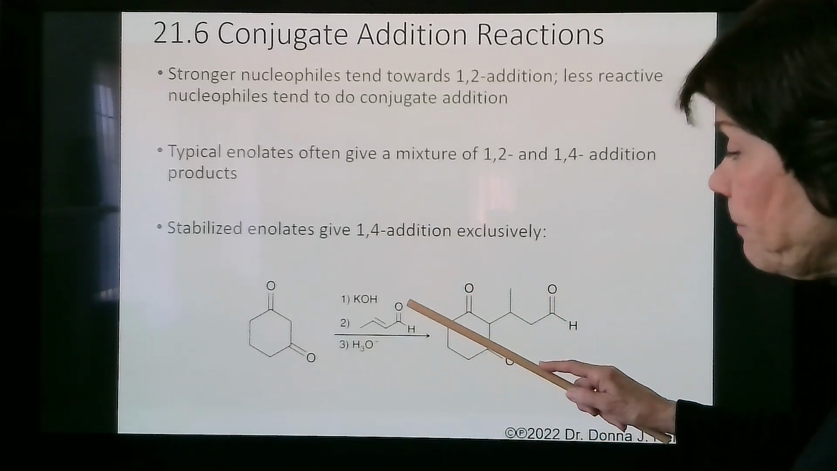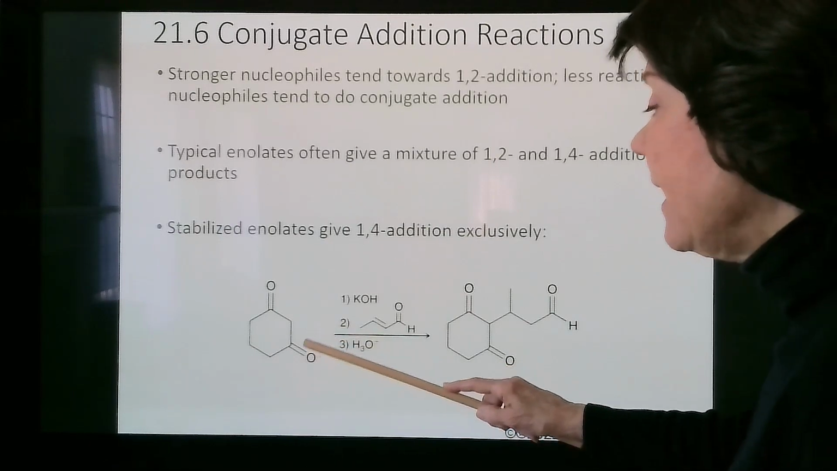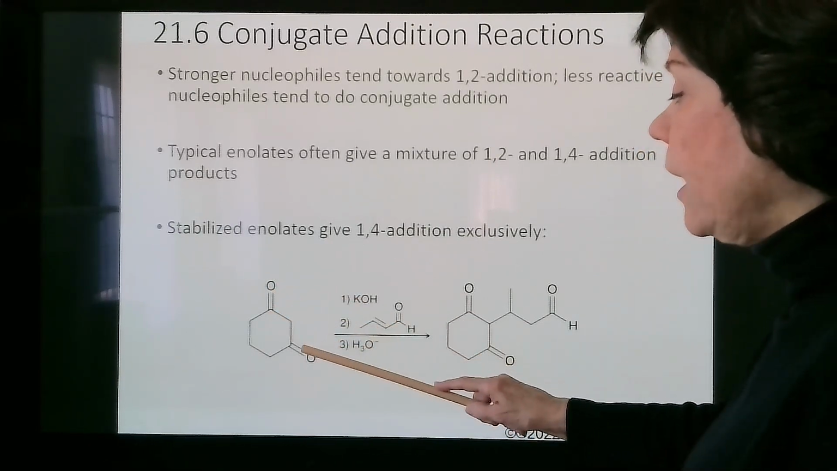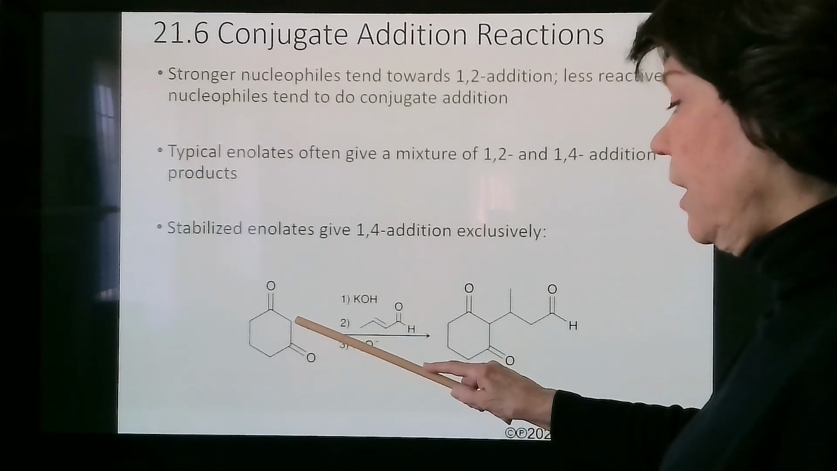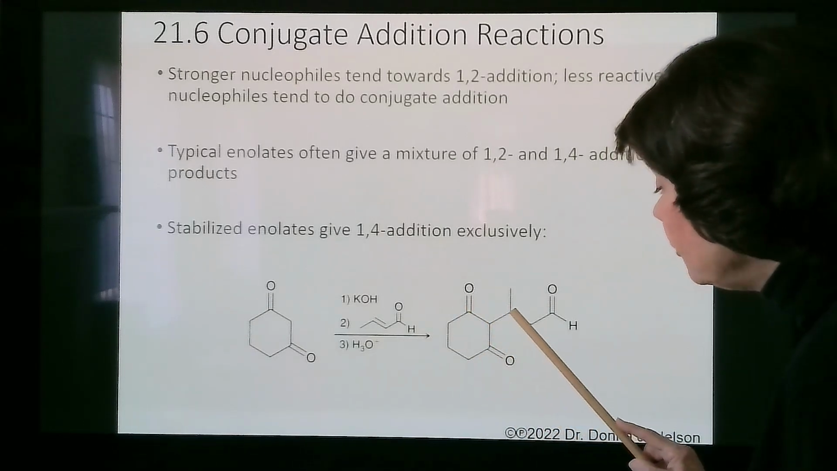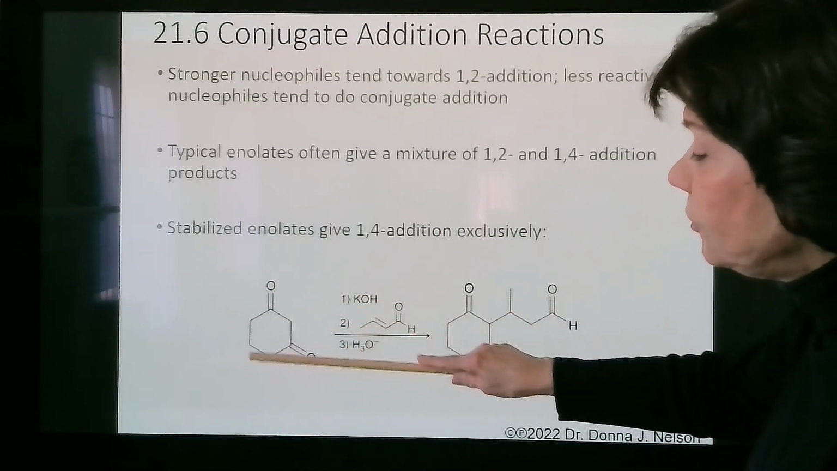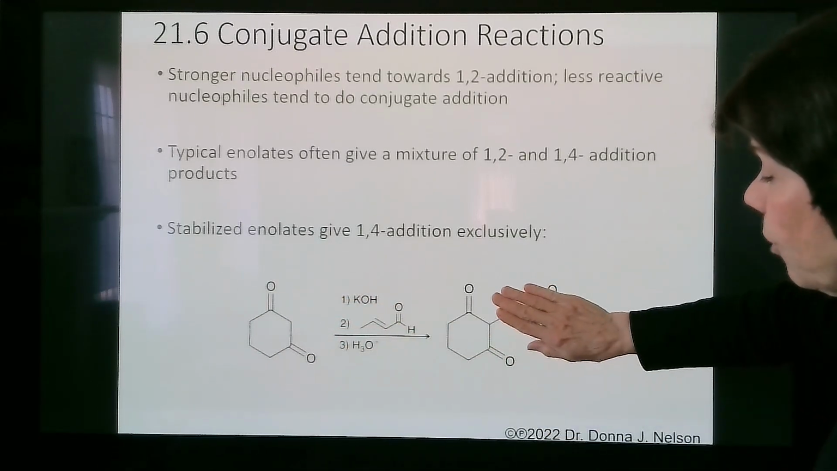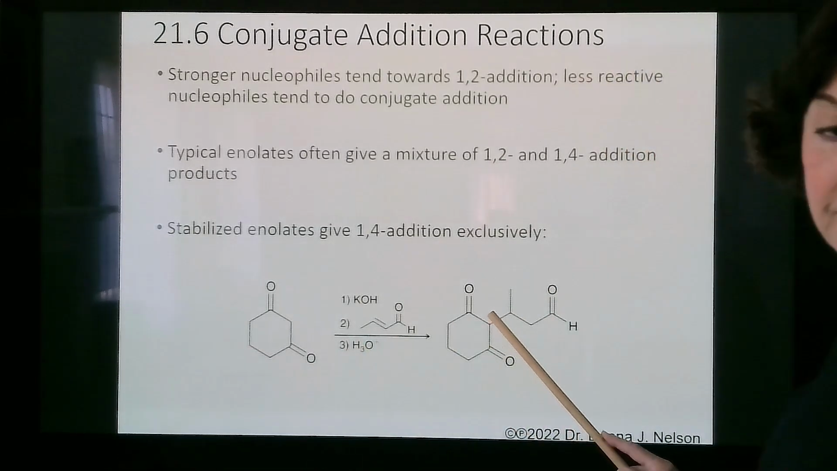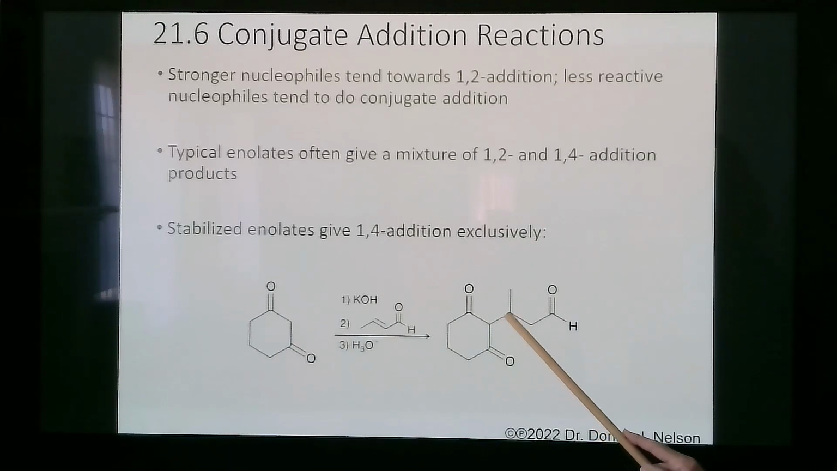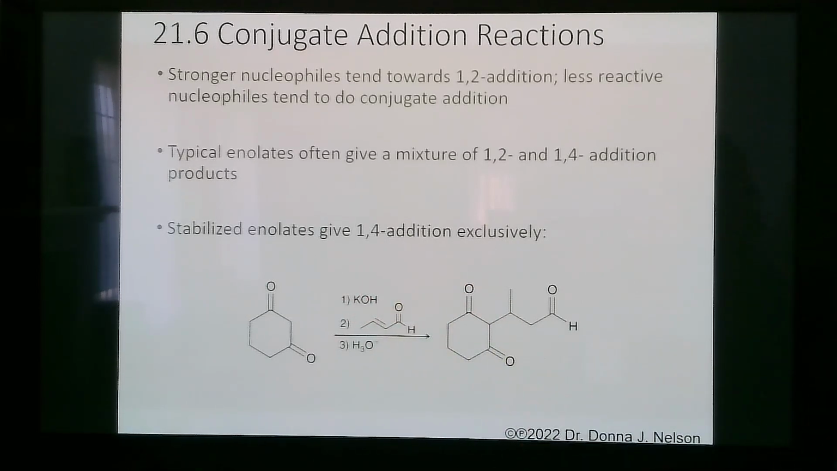And so here is the alpha-beta unsaturated carbonyl. And so now we're going to generate the enolate here, and this is going to be the carbon that's going to bear the negative charge. So here is the bond that's forming. And so you can see this carbon skeleton here in the product. And so the new bond that's formed is here. You can see the carbon skeletons of your two reactants easily.